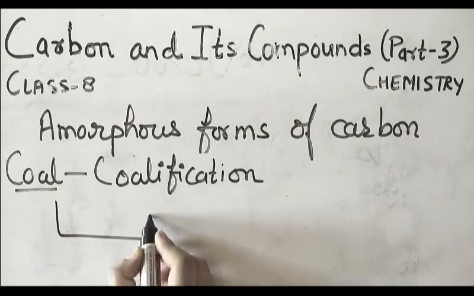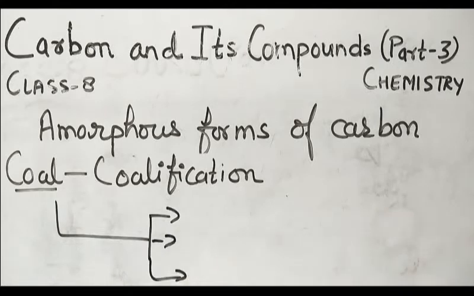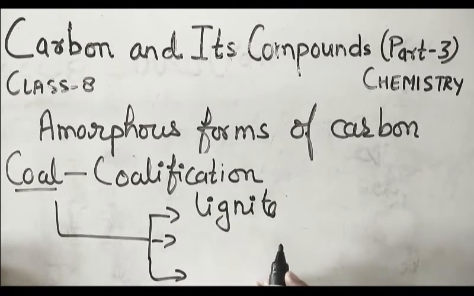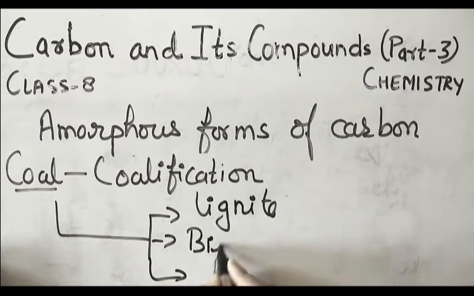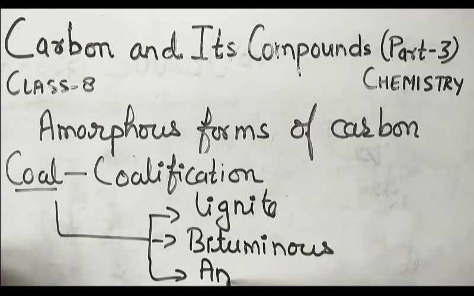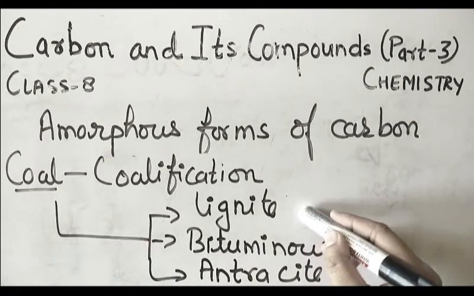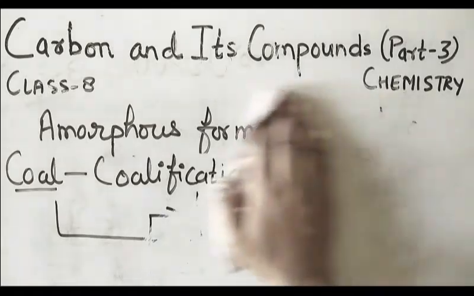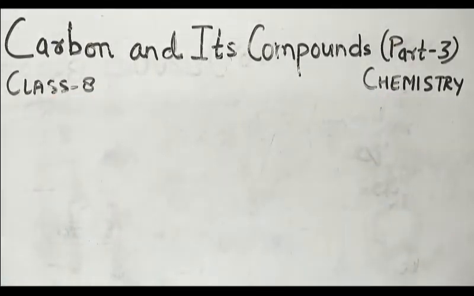That means the 3 varieties of coal are there: first is lignite, second is bituminous, and the third one is anthracite. Okay, so let us see what these varieties of coal are and why they are useful.